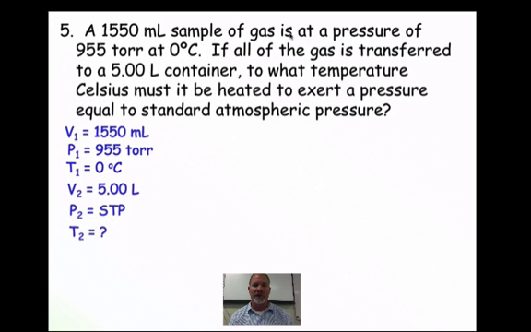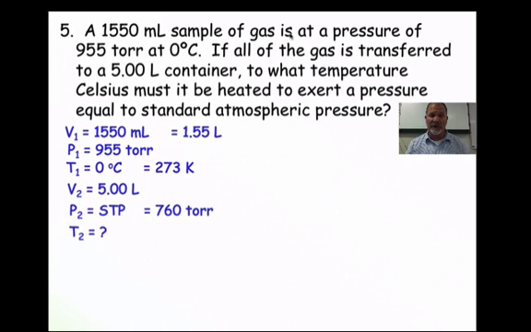Everyone's changing. So first of all, I have an issue with my volume. I can either go to liters or I could change both to milliliters. So I changed them to liters. My original pressure is in torr. My second pressure, my P2, is at STP, and I know that at STP it's 760 torr. My original temperature is 0 degrees Celsius, so I'll just add 273. It's a whole number, no digits to the right of the decimal, and I'm going to use 760 torr. So now all my busy work is done.